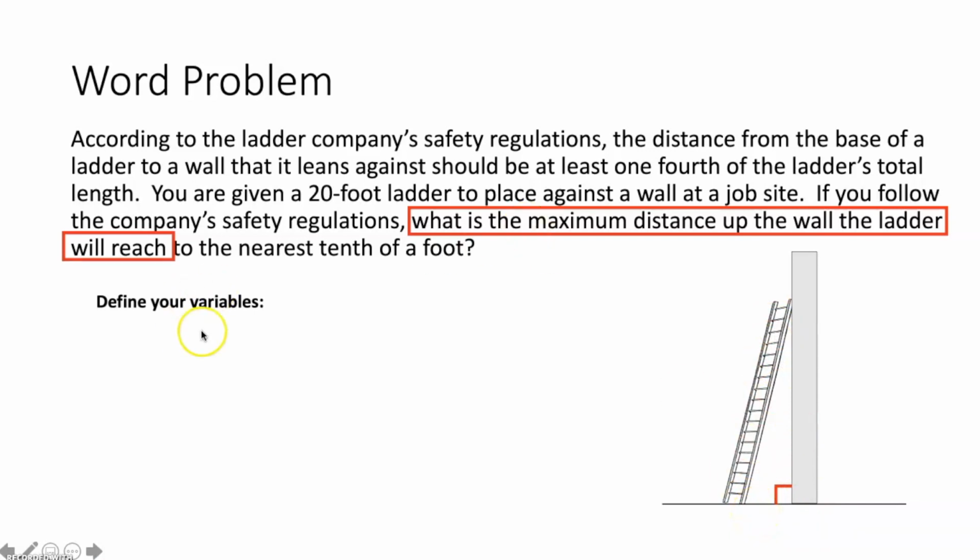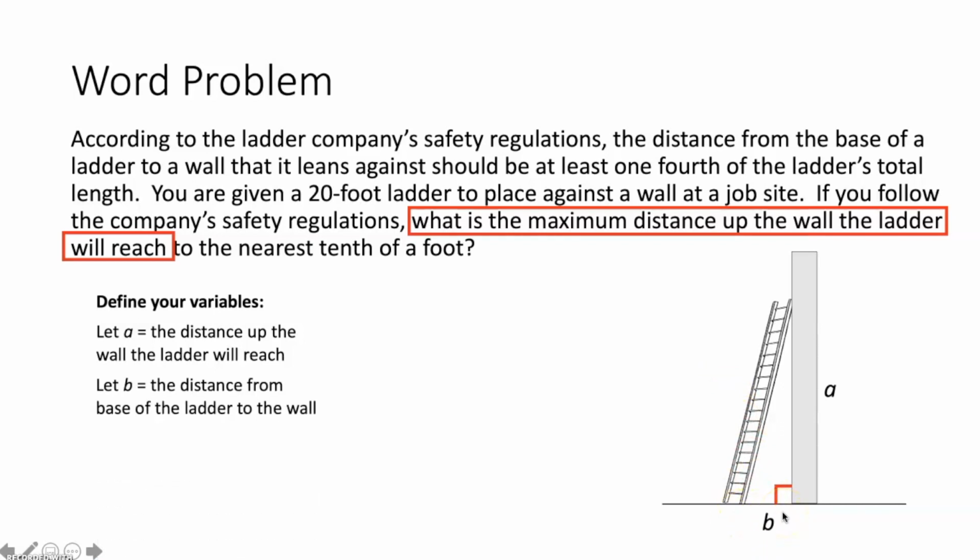So again, we're defining our variables. What is the maximum distance up the wall that the ladder will reach? So this distance right here up the wall, we'll call that A. So A is going to be the distance up the wall that the ladder is going to reach. We also have two other variables in our triangle. We have this side and this side. Well, since it's a right triangle, why not make it B and C? B will be the distance that the base of the ladder is away from the wall. And then the last unknown side of our right triangle would be the hypotenuse, the length of the ladder. We'll call that C in this case.